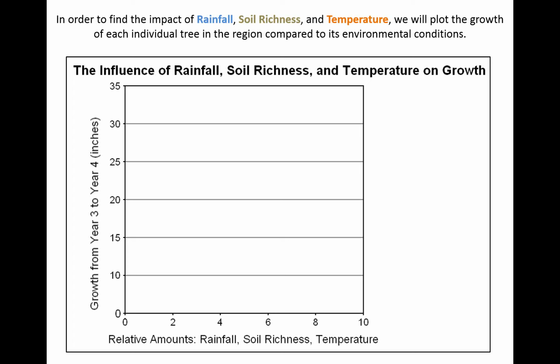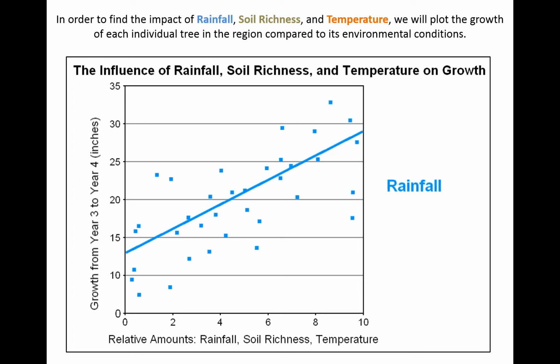We're going to look at the impact of rainfall, for example. On the x-axis, left and right, we have the relative amount of rainfall that these trees experienced, each dot being an oak tree in the region. And on the y-axis, up and down, we see the amount of growth that we experienced from year 3 to year 4 for each of those trees. If we put a trend line through that, we can see that over on the right side, trees that had higher amounts of rainfall tended to be higher up in the graph, meaning they grew more. So this line tells us that higher amounts of rainfall were good for growth.